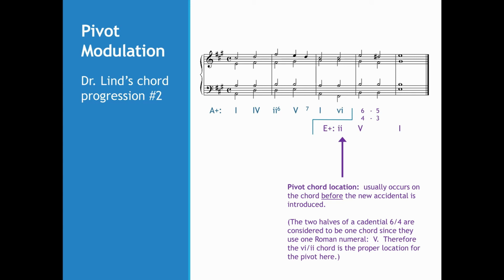Now you're probably looking at this and saying, you haven't actually put this on the chord before. But just to clarify, a cadential 6/4 is considered to be one chord, even though it has two components, because it only has one Roman numeral 5. So the 6 becoming 2 is the chord that occurs before that 5 chord. To summarize, your pivot chord is typically going to be the chord before your new accidental occurs, or slightly before that.